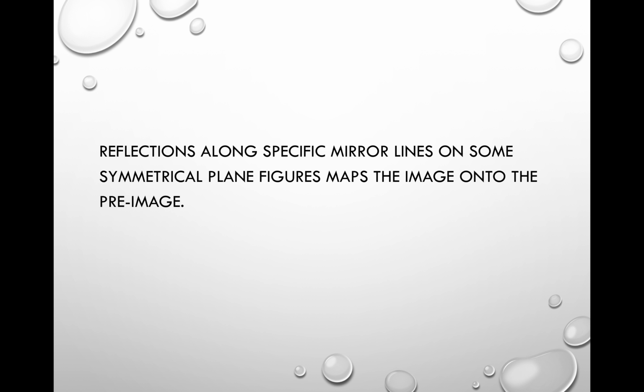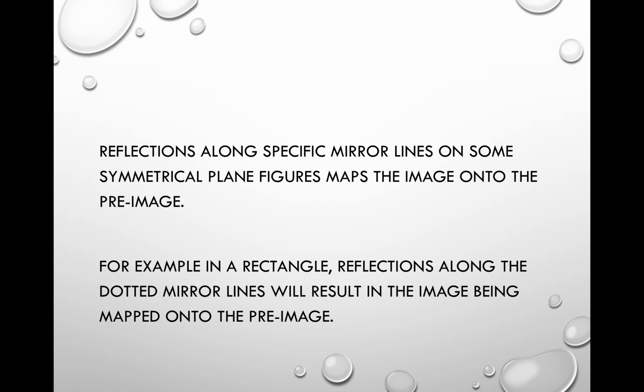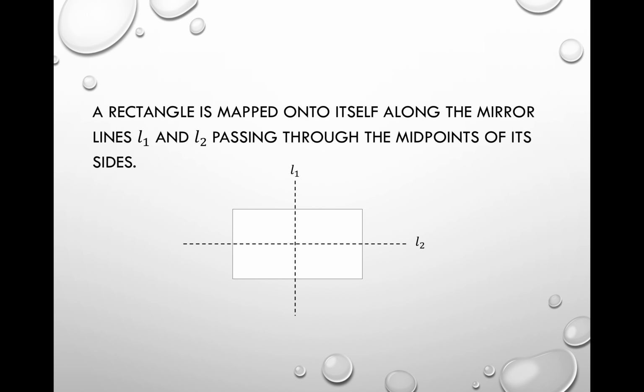So reflections along specific mirror lines on some symmetric plane figure map the image onto the pre-image. For example, in a rectangle, reflections along the dotted mirror line will result in the image being mapped onto the pre-image. So none of this stuff needs to be copied down. I would copy down this graph right here, or this figure. The rectangle is mapped onto itself along the mirror line.